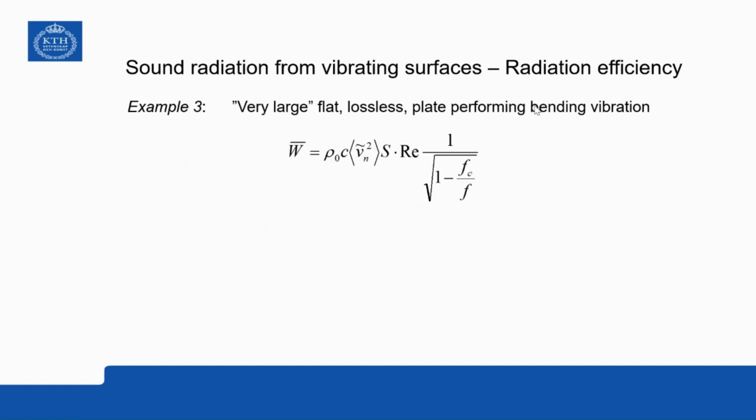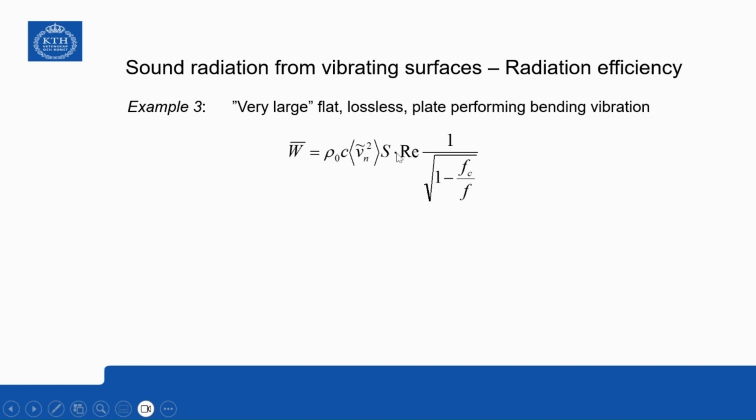Next example. Let's say we have a very large, flat, lossless plate that performs bending vibrations. Then we can show by simple pen and paper methods that the time average of the radiated power looks like this. So here you can see again the specific acoustic impedance of the surrounding medium and the spatial average of the normal component of the mean square vibration velocity.